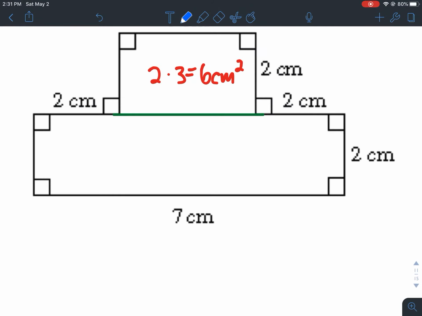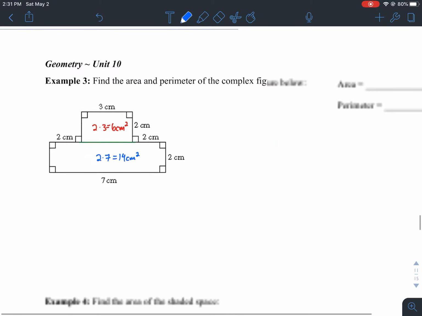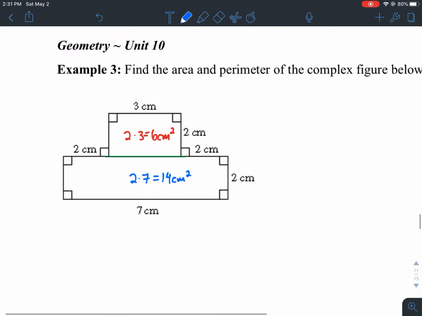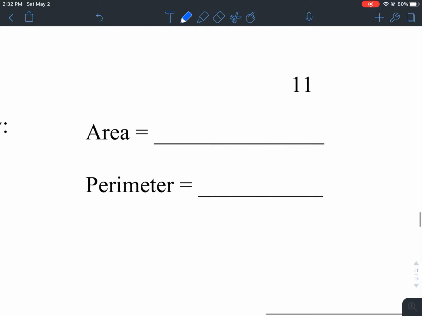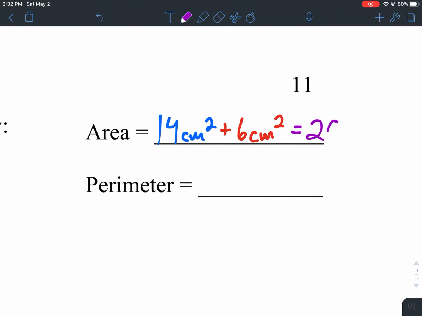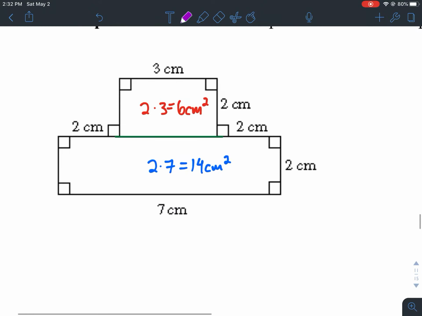And then the area for the rectangle at the bottom would be 2 times 7, because again, length times width. That's a total of 14 centimeters squared. So the area is 14 centimeters squared plus 6 centimeters squared. That's a total of 20 centimeters squared. So that's the area of this composite figure here.